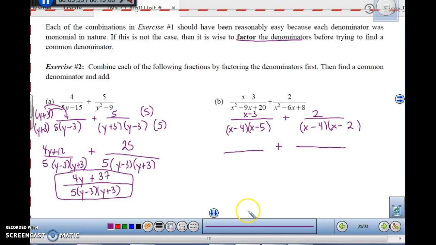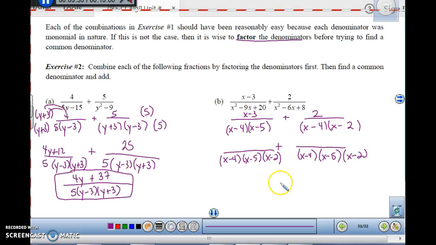Okay, we need what's in both of them. Well, both of them have an x minus 4. Okay, this one has an x minus 5. So this one's got to have an x minus 5. And this one's got an x minus 2. So this one's got to have an x minus 2. That's my common denominator. Okay, the common denominator is all three of those factors. I can't change one into the other, so I just have to do their product.